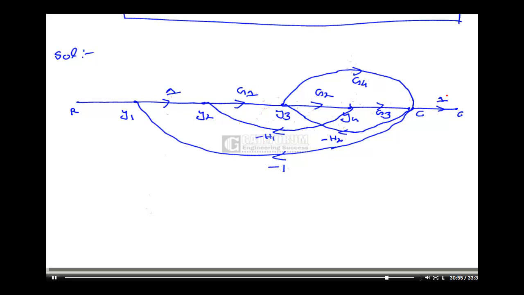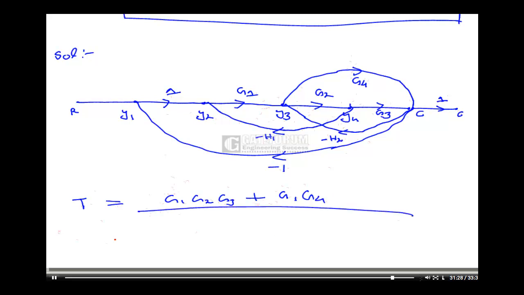Okay, now directly we can find the transfer function. See, the number of forward paths in this: one is G1, G2, G3. With this G1, G2, G3 it covers all the nodes, so there will be no delta K, or delta 1 in this case is equal to 1. Another one is G1, G4, divided by delta. Now what is the value of delta in this case?